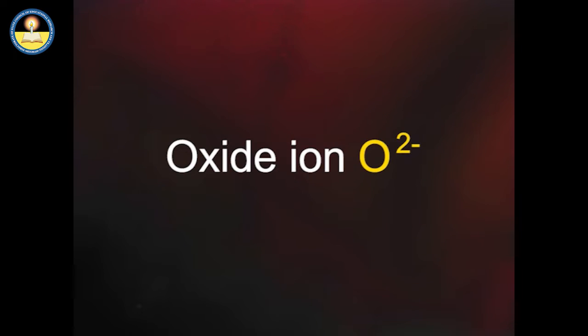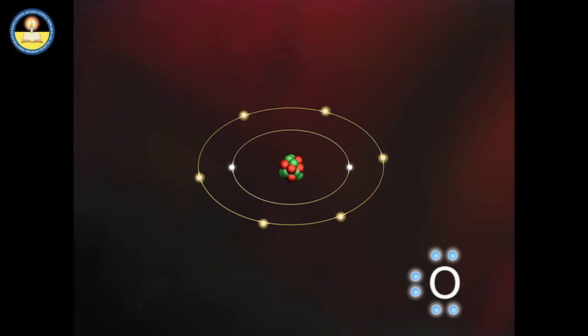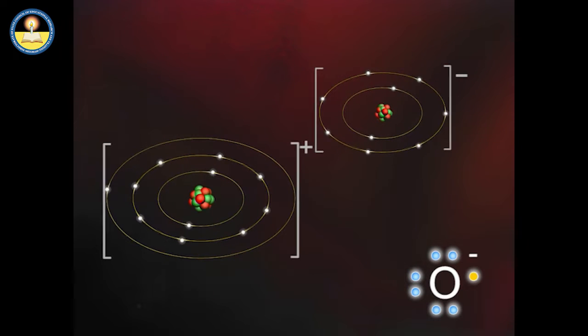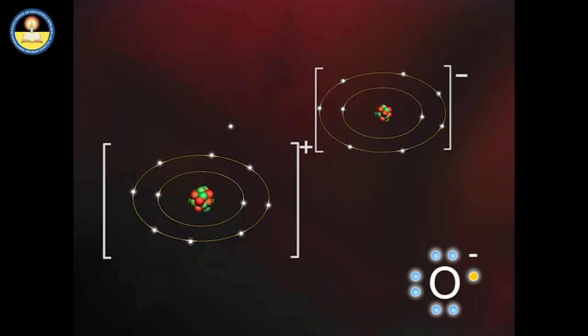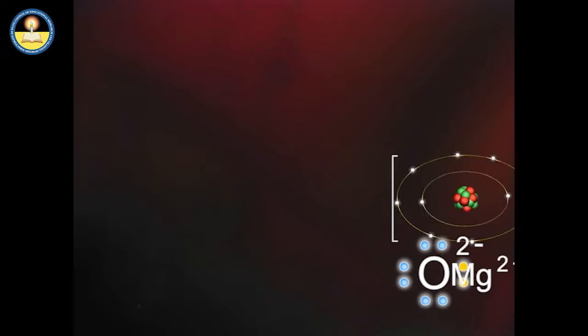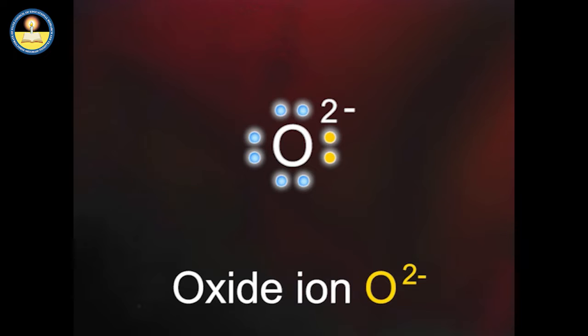Let us now learn about representation of oxide ion O2-. An oxygen atom has 6 valence electrons. It can acquire 2 more to achieve the noble gas configuration, that is 8 electrons, to form an oxide ion. The Lewis formulae of oxide ion is as shown on screen. 8 dots represent 8 valence electrons.